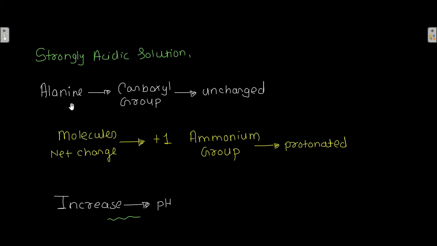So in acidic condition, the alanine will be positively charged. The molecule's net charge is +1 because the carboxyl group has no charge and the ammonium group is protonated. That is the reason why in strongly acidic solution, the net charge on the alanine is going to be +1.